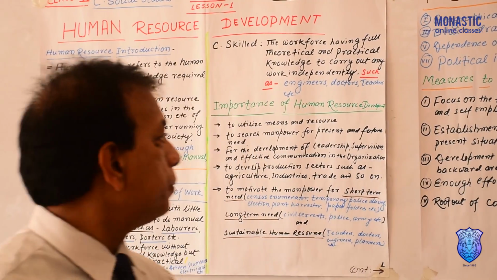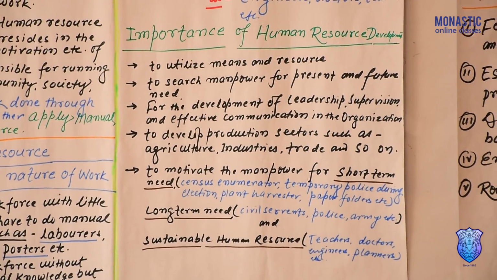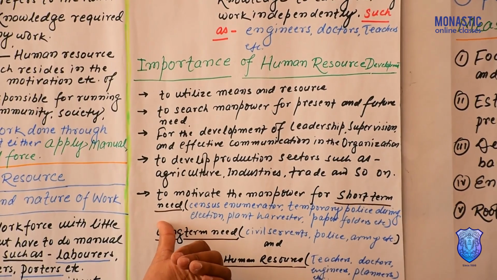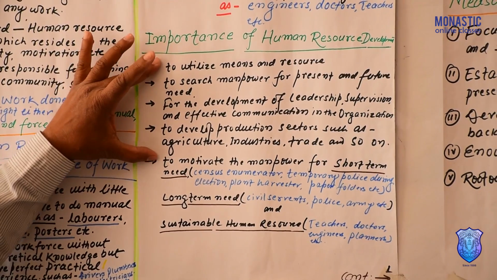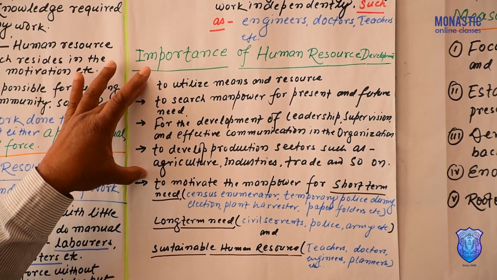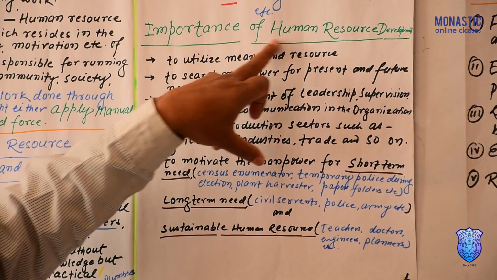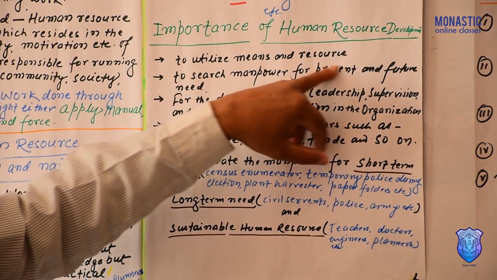Now, we can see here, to utilize means and resources of the nation. You can also note this point. This is point-wise, as I have already told you. In examination, a point-wise answer is perfect to receive good marks. Some points are given here. Why are human resources important? The first importance is to utilize means and resources.